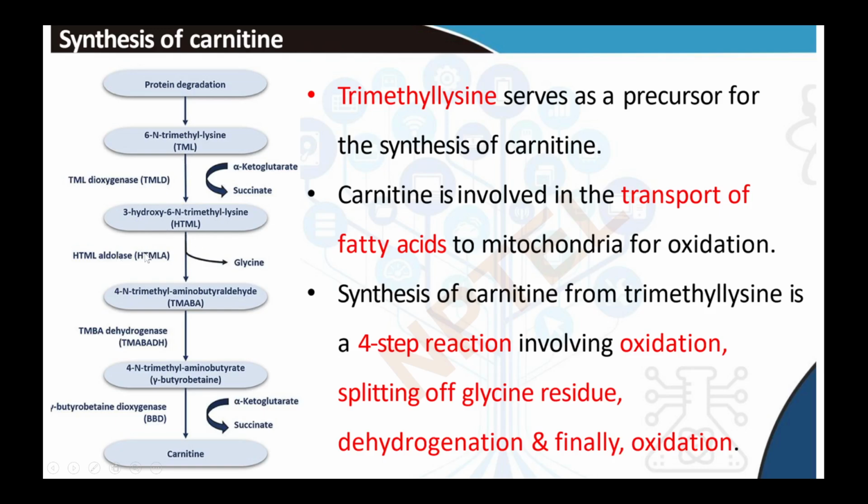This HTML then undergoes a splitting reaction where glycine is removed, and the product is TMABA. Then the third step is dehydrogenation, where this is converted to gamma butyrobetaine. Gamma butyrobetaine is then again oxidized to form carnitine, and again one molecule of alpha ketoglutarate is converted to succinate. Is this clear? The four steps of carnitine synthesis. Let me know if you have any doubt.